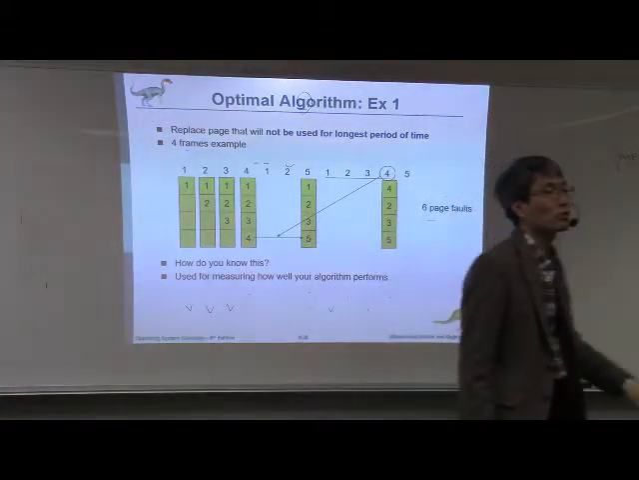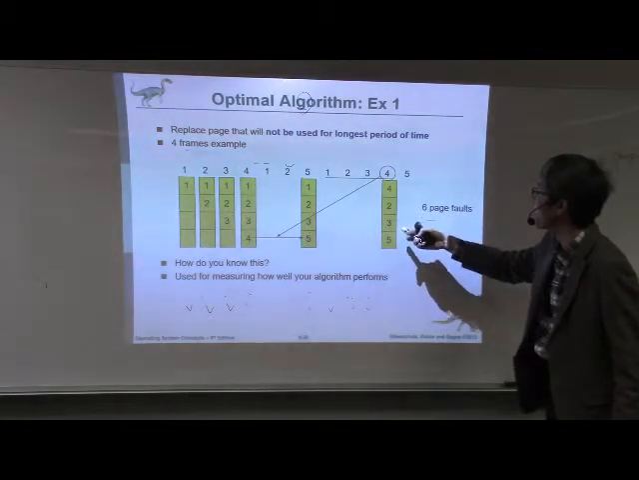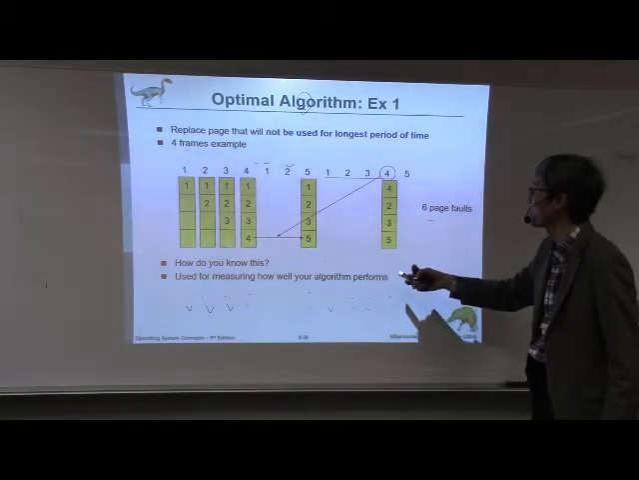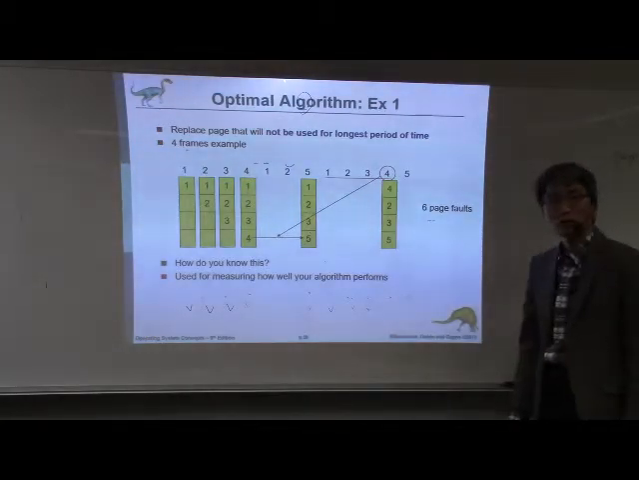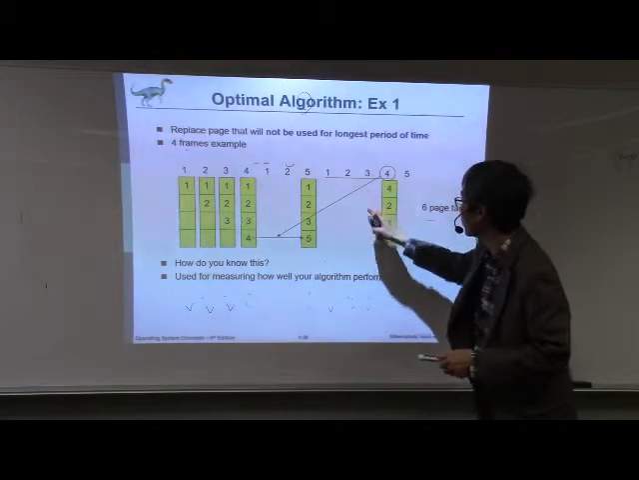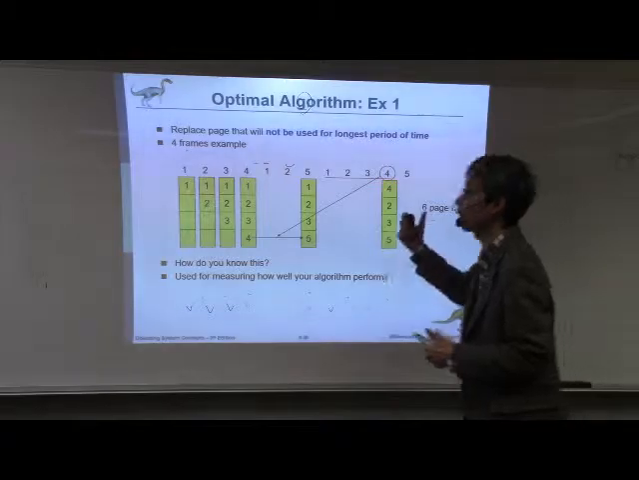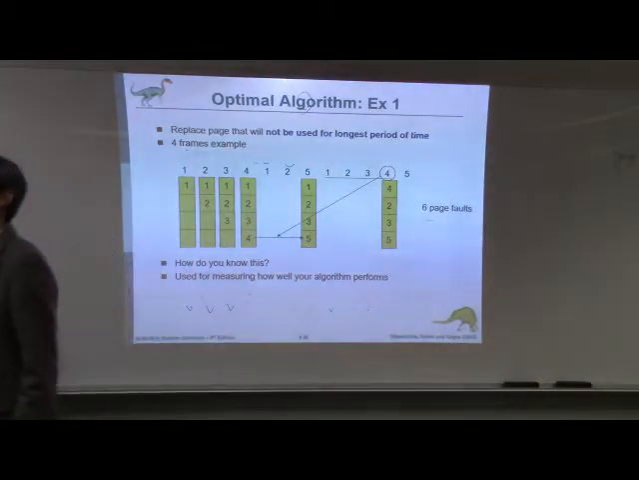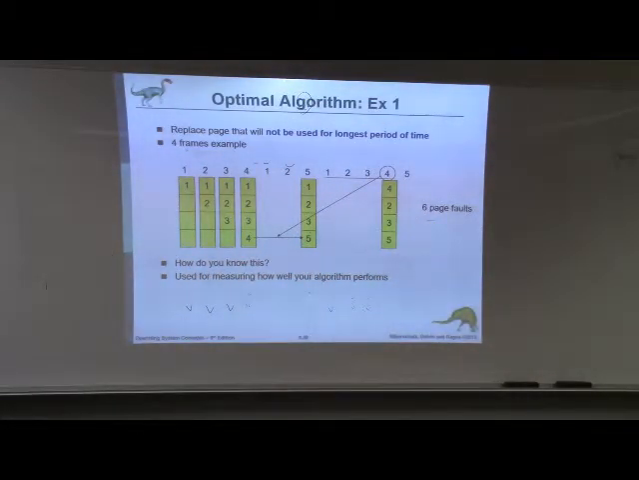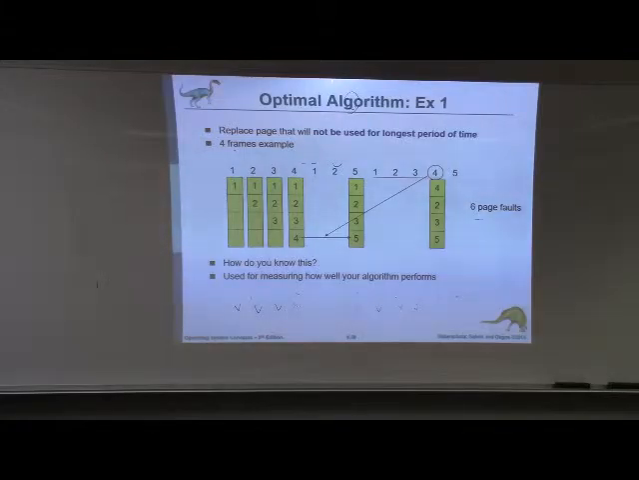This time it's the end of the string, but if you have more string, take a look at whether 4 will be used, or 2 will be used, 3 will be used, and 5 will be used. Okay? This time 1, 2, 3, 5, take a look at the future and replace it. So that is called the optimal algorithm. Very easy: see the future, then replace the page that will not be used recently. Okay, that is the optimal algorithm.